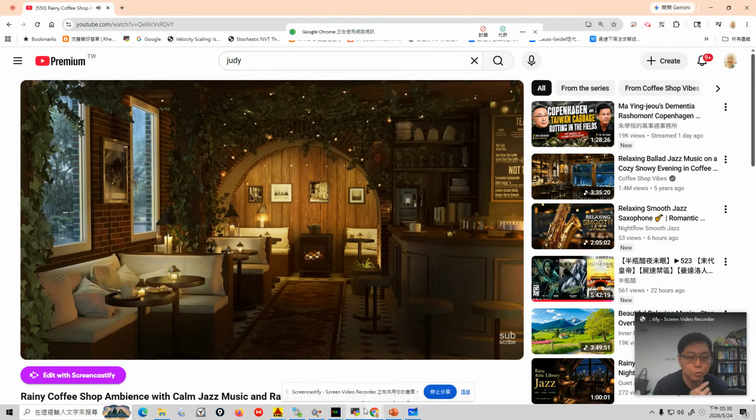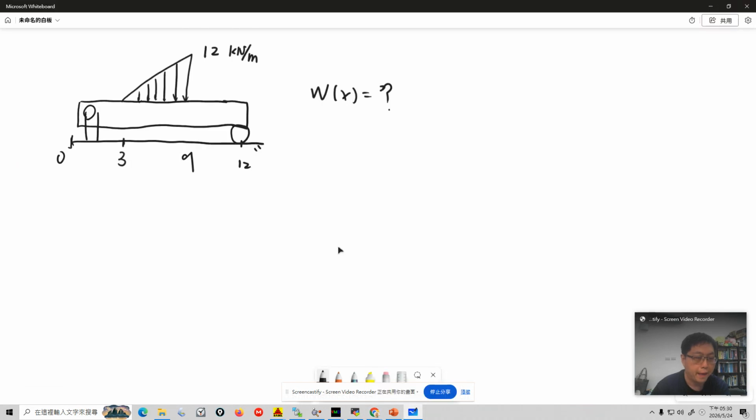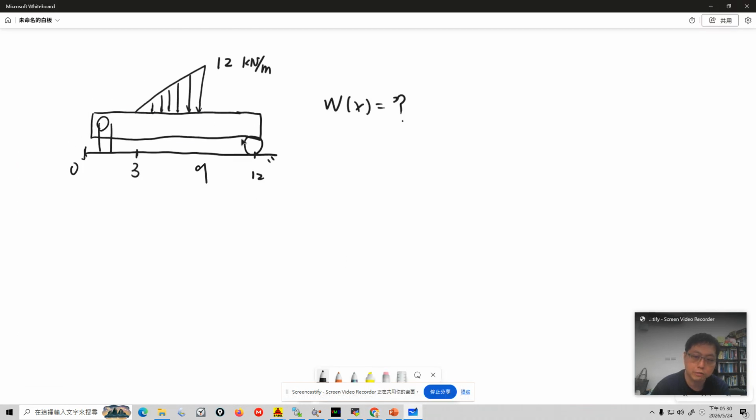In this video, I'm going to talk about how to represent the triangle distributed load by discontinuity functions. This triangle load is very special. It's right at the middle part of the beam. If you want to represent this kind of triangle load by a discontinuity function, it is a kind of trick, so I want to explain this to you.